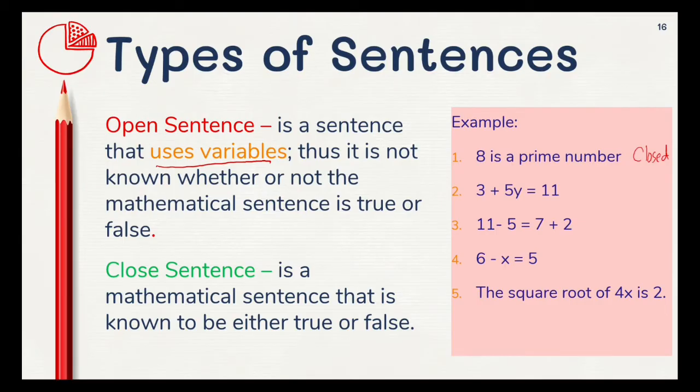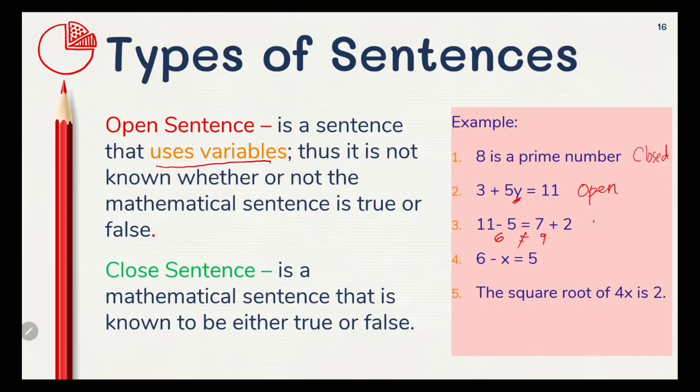Second, we have 3 plus 5y equals 11. Since there is a variable here, it is an open sentence. Why open? Because we don't know the value of y. Sometimes it might be true, sometimes it might be false. Next, 11 minus 5 equals 7 plus 2 equals 9. And that's not true.